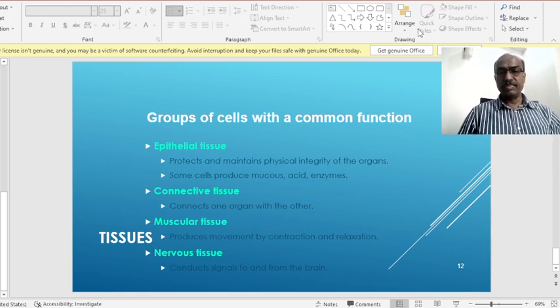Friends, I hope you have now understood what is anatomy and physiology and what are its parts and functions from cells to systems.